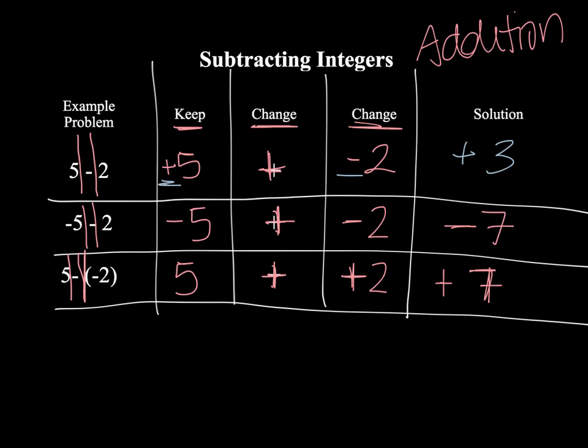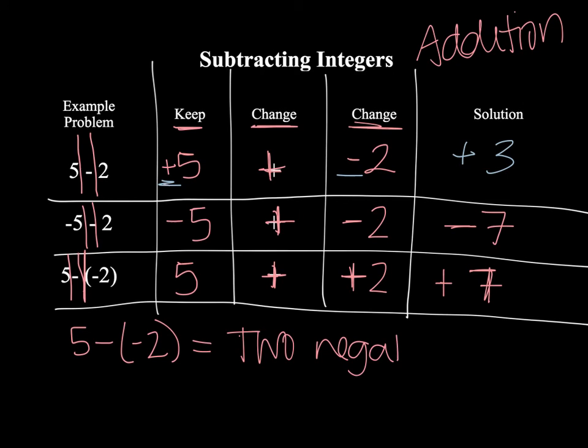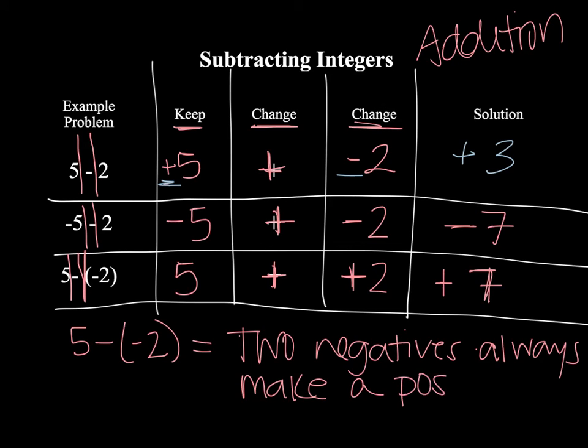Now, you may have heard before the saying, 2 wrongs make a right, right? So in this case, when you have 2 negative numbers together, when I have 5 minus negative 2, 2 negatives always make a positive. And we see that in our table, right? Our subtraction turned into an addition sign, and then negative 2 turned into positive 2. So 2 wrongs make a right. 2 negatives will always make a positive, okay? So keep that in mind when you're doing the subtraction of integers.